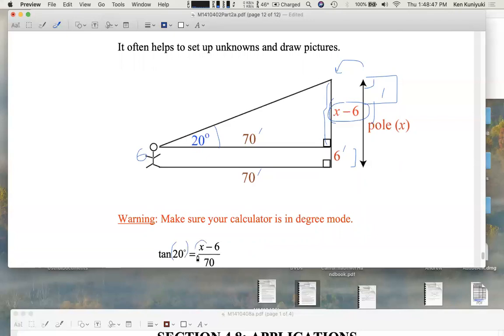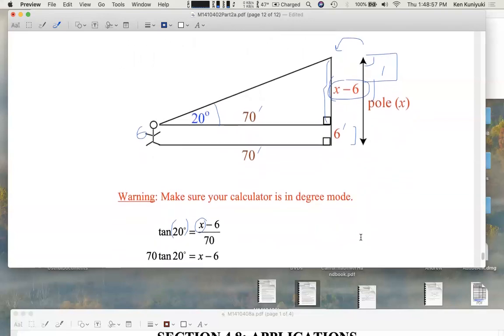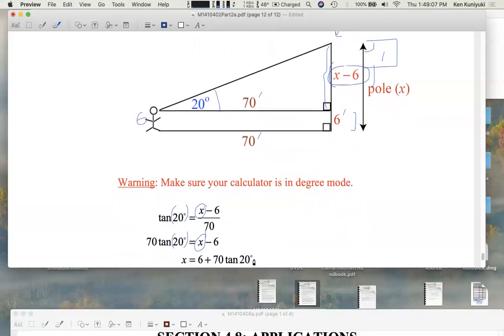We want to solve for x. First, let's get rid of the 70 on the right side. We're going to multiply both sides by 70. Time for some algebra. 70 times tangent of 20 degrees equals x minus 6. And then to solve for x itself, we're going to add 6 to both sides, 6 feet. And now I'll turn it around. x equals 6 plus 70 times tangent of 20 degrees.